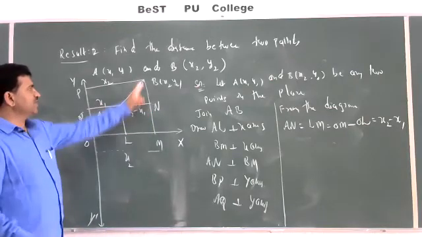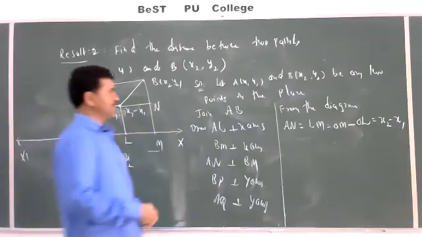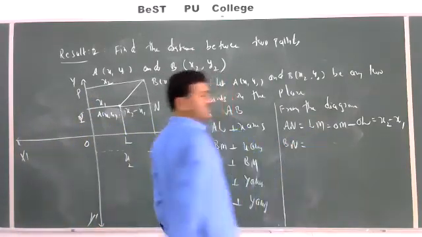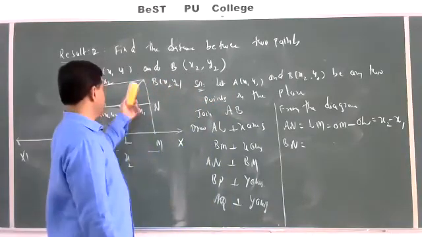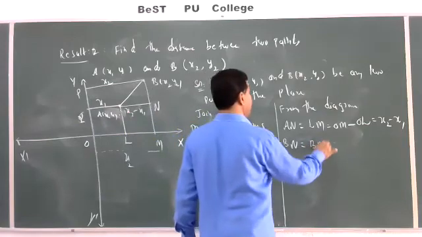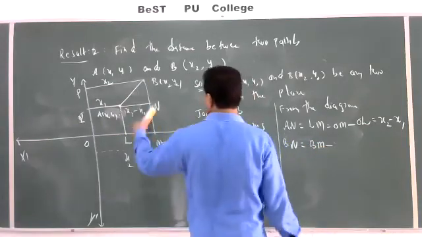Next, we'll target the BN. BN is equal to BM minus NM.